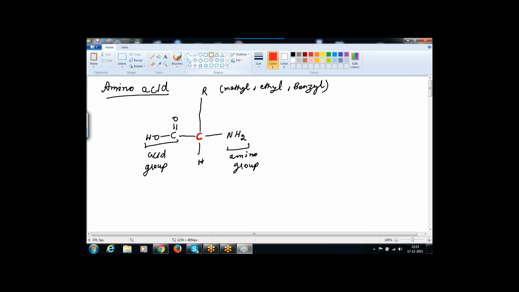So for an amino acid, this must be common in all amino acids. They must have amino group, acid group and hydrogen. What different amino acids differ in is their R group. Okay, and it is a concept of chemistry that any carbon which has got all 4 different groups attached to it, acid group, amino group, R group and H, all different, is called chiral carbon.